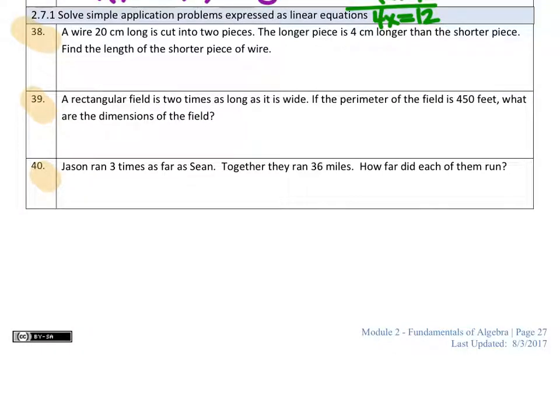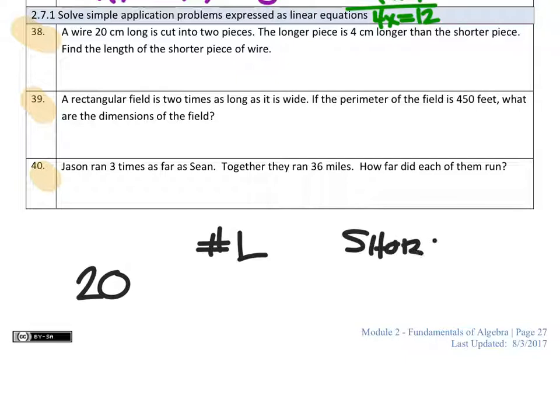38. A wire 20 centimeters long is cut into 2 pieces. The longer piece is 4 centimeters longer than the shorter piece. Find the length of the shorter piece of wire. So here, we know that we had a 20 centimeter long piece of wire. Now it's been cut into 2 pieces. We got a first piece, which will say is the longest, and the other piece, which is shorter. So we got long and short. And when we add these 2 together, we should get that 20 centimeters that we have. Okay? So this should equal, if we add those 2, 20 centimeters.